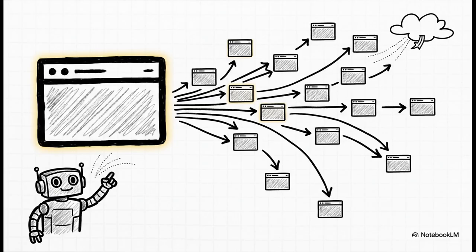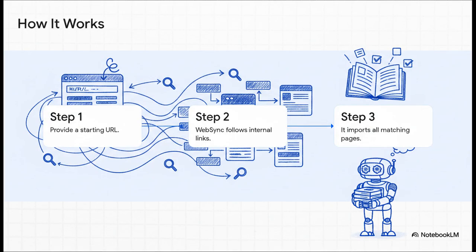But what if you need more than just a single page? Let's say you need to grab an entire set of product documentation, or maybe every single post from your favorite blog. Well, for that, you've got the full website crawl. And this is the real power move. You just give WebSync a starting URL, and it becomes this tireless little research assistant. It automatically follows all the internal links and just pulls in every relevant page it finds. I mean, this one feature alone could save you hours of mind-numbing clicking.